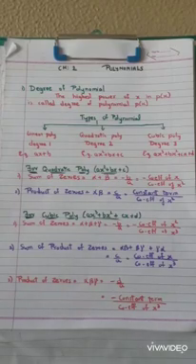Children, today we are going to start with a new chapter, Polynomials. You all have already learned what is meant by polynomials. A polynomial means many terms together form a polynomial. You have already learned that there are three types of polynomials: monomial, binomial and trinomial. A polynomial containing only one term is known as a monomial, containing two terms is known as a binomial, and containing three terms is known as a trinomial.